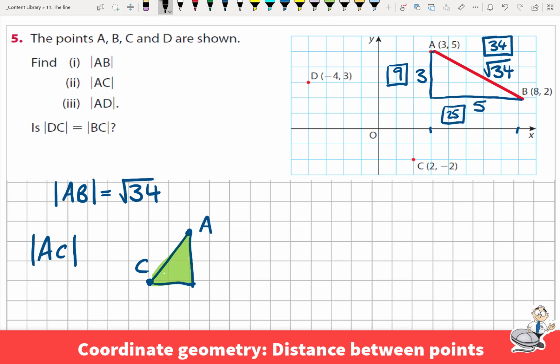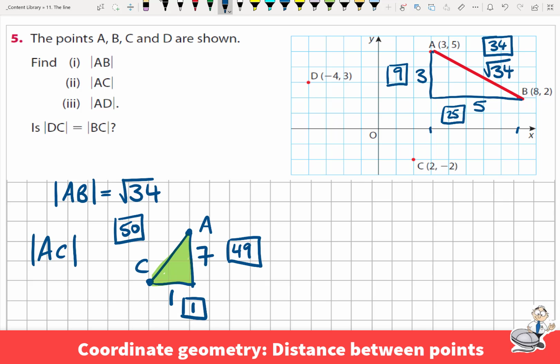As I go from A to C, I see the x distance going from 2 to 3, a distance of 1. And as I jump up from -2 up as far as 5, it's a jump of 7. So 1 squared is 1, 7 squared is 49. The square on the hypotenuse is going to be 49 and 1, which is 50. So AC is going to be the square root of 50.